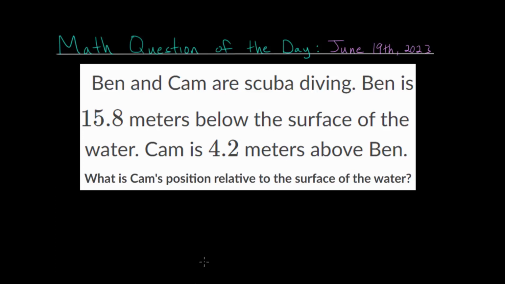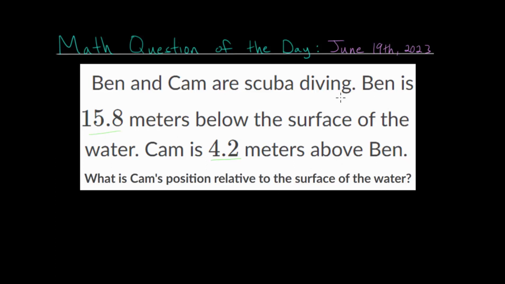In this video, I'd like to talk about the math question of the day for Monday, June 19th, 2023. With this example problem, we're told that Ben and Cam are scuba diving. Ben is 15.8 meters below the surface of the water. Cam is 4.2 meters above Ben. What is Cam's position relative to the surface of the water?